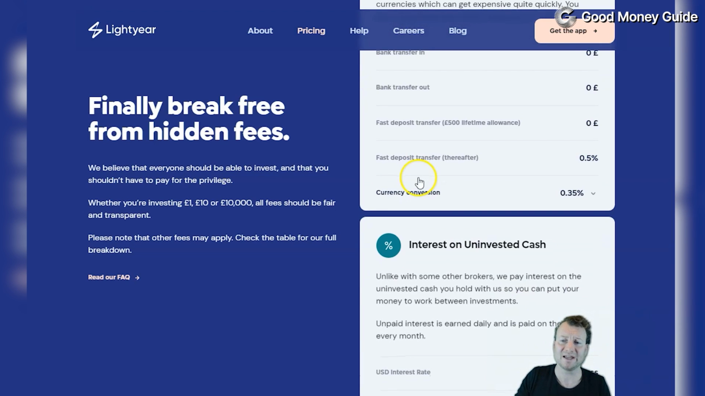The only thing they make their money on is foreign exchange. So if you are a UK customer, you put sterling into your account and then you buy a US share, they make 0.35% on that conversion from sterling to dollar. They do make some money in the background in various other ways, but the only direct charge to you is the commission that you pay when you're converting one currency to another.